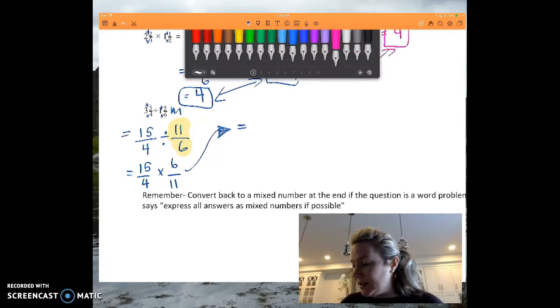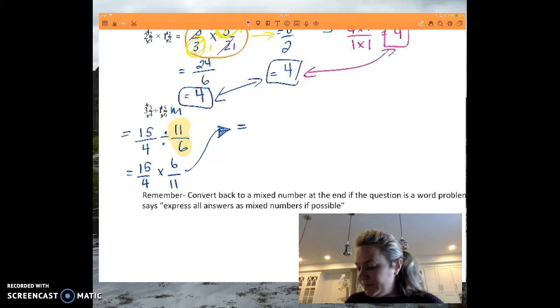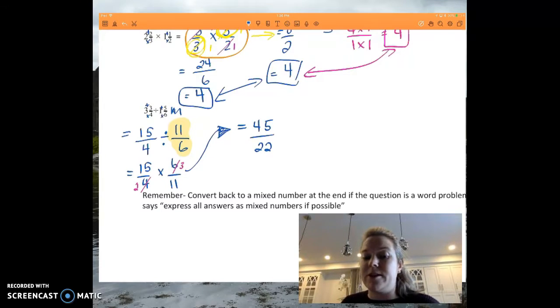So I'm going to perform a little bit of cancellation here. And I'm going to divide both of these by 2. So 4 divided by 2 is 2. 6 divided by 2 is 3. This is going to make my life a little bit easier, because 15 times 3 is 45, and 2 times 11 is 22. So those are a bit smaller numbers to work with than trying to figure out what 15 times 6 is and 4 times 11 and then simplify from there. I'm going to use the smallest numbers possible to give myself the best chance of not making a small error and losing a mark I don't have to.